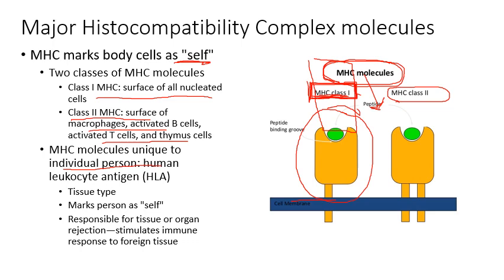So that's why they try to match this MHC. They're trying to match these molecules as close as possible between the recipient and the donor, because this is what's marking the tissues as itself.